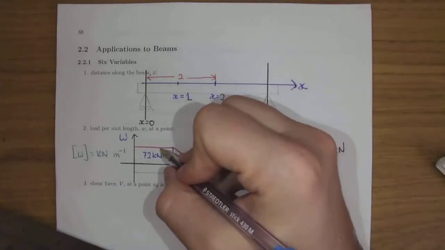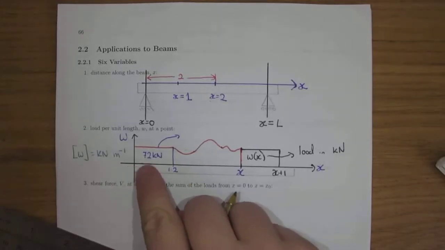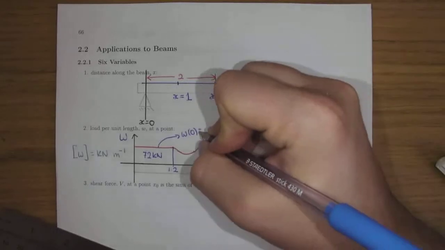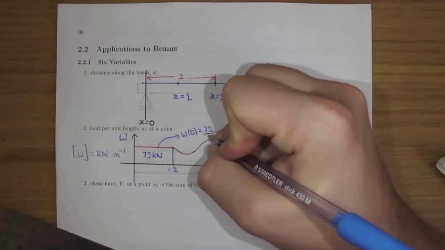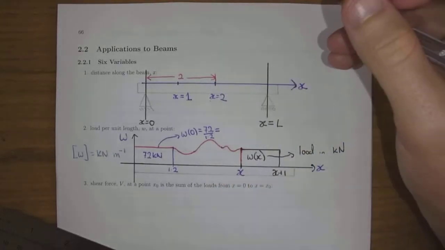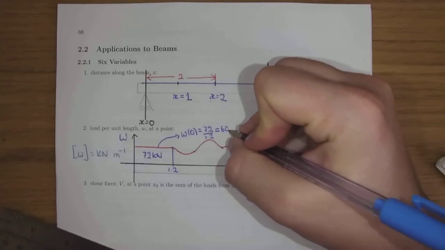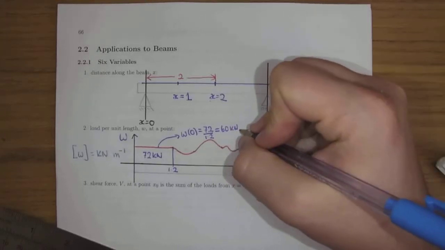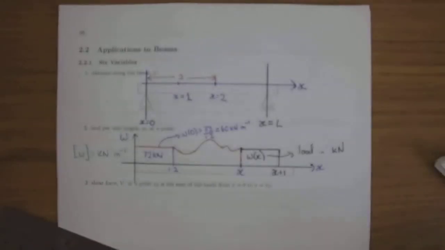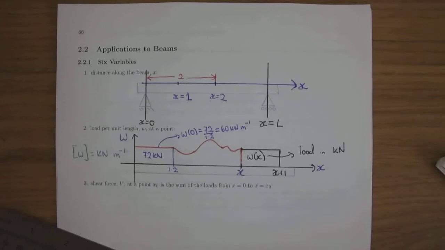Then the load per unit length, from 0 to 1.2, would be the total load over the total length, and I think that comes out to 60, if I'm not mistaken. Yeah, 60 kilonewtons per meter. I hope you can see that. So what you have is a load distributed over a length.